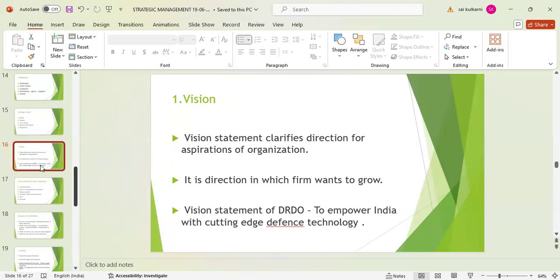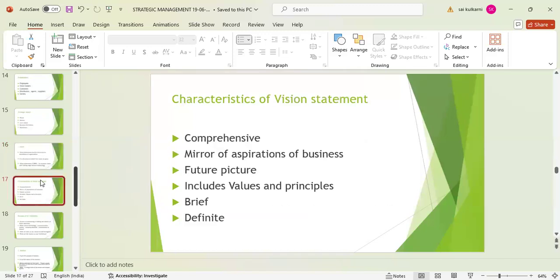So all these points are covered in only one short, brief, catchy statement. The first characteristic is that it should be comprehensive. All points should be covered in that same statement. It is the first requirement of an ideal vision statement, or we can say the characteristic of a vision statement.